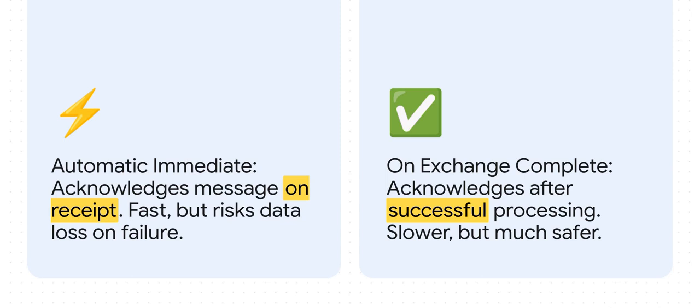You can choose automatic immediate, which is super fast. The adapter tells the broker, I got it, right away. But, and this is a big but, if your process fails later, that message is gone forever. The safer bet is automatic on exchange complete. This waits until your whole integration flow runs successfully before sending that acknowledgement. It's slower, but way, way safer.